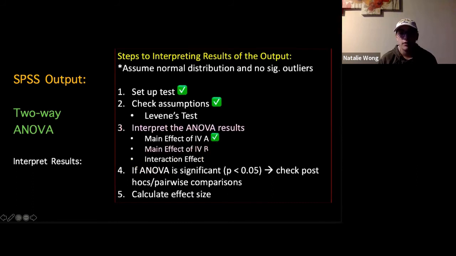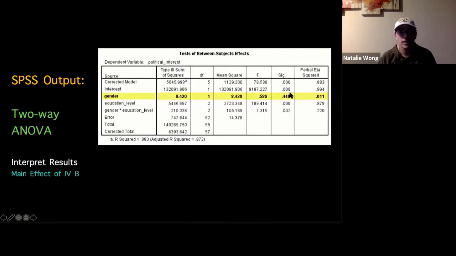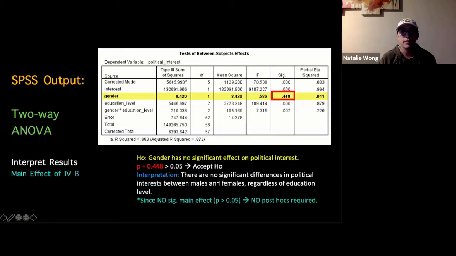The p-value for the main effect of independent variable B would be our next concern, which is gender. So the p-value in this case is 0.448, which is larger than 0.05, right? So we would accept the null and say that gender has no significant effect on political interest, regardless of education. So it doesn't matter what education level you are, there's no difference between genders. Males and females generally have the same level of political interest. Okay. So since there is no significant main effect, we don't need to look at post hocs for gender.